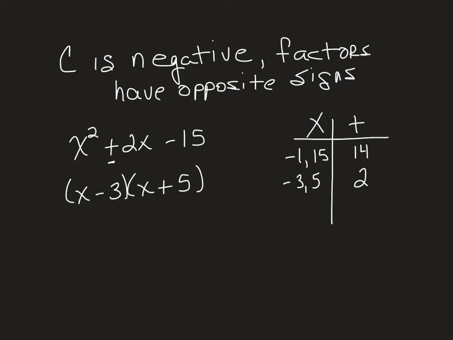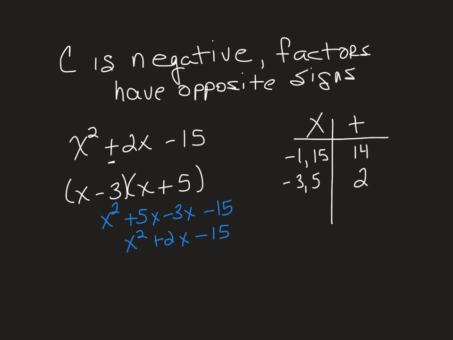And you can always check if you're not sure that you did it correctly. Let's FOIL this. X times x is x squared plus 5x minus 3x minus 15, and that gives me x squared plus 2x minus 15. So that was done correctly.